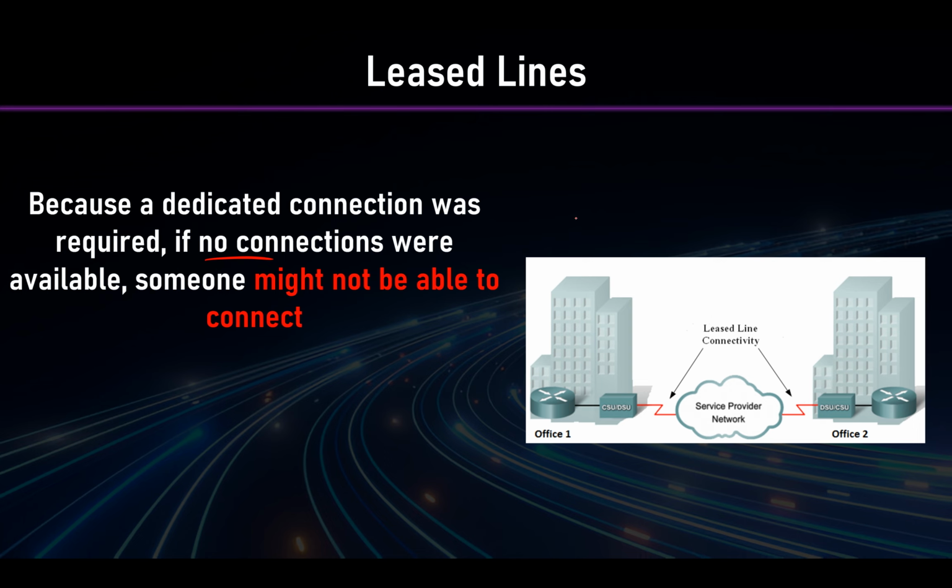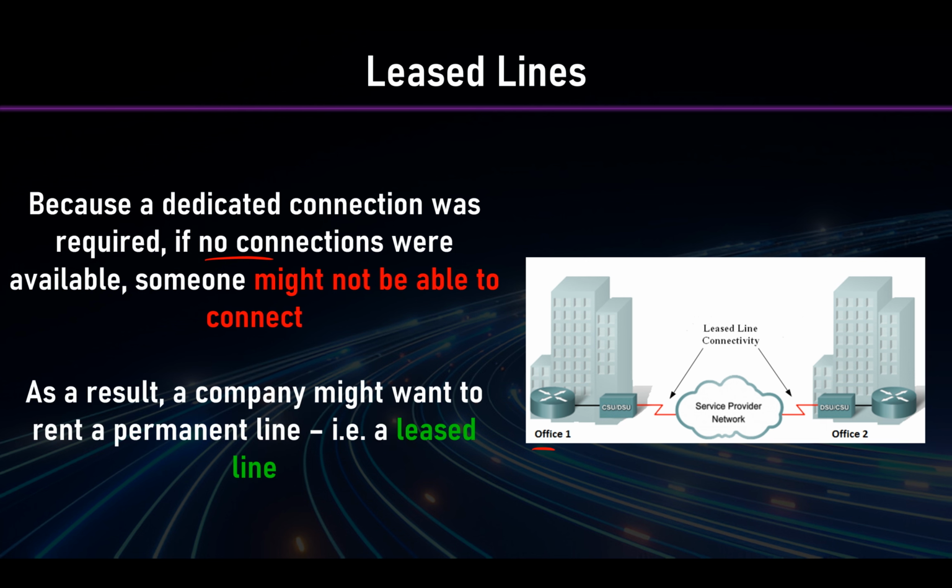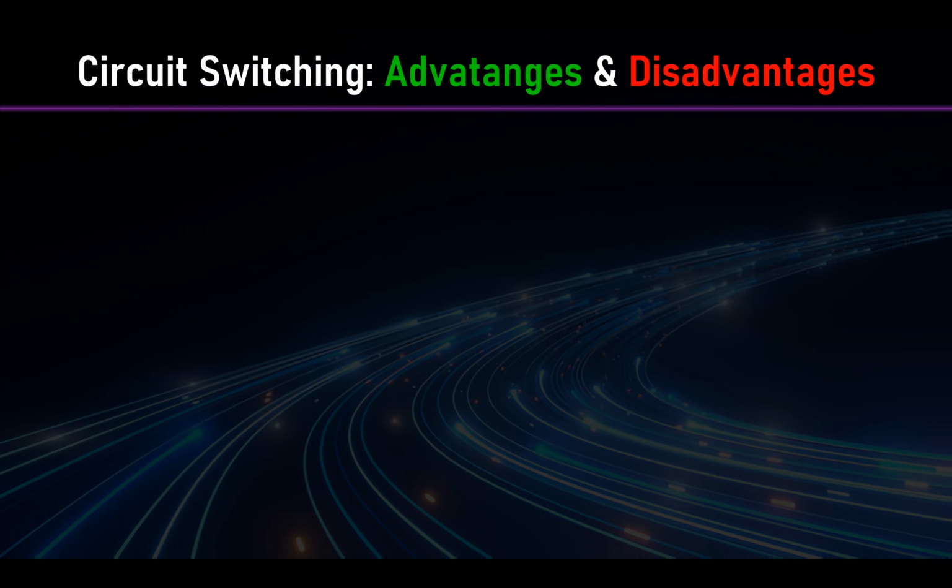Here they say office, but if this is a hospital in one city, and they need to communicate with a hospital in another city, it's going to be pretty annoying if they try to communicate but they just get told all the lines are in use, try again in 30 minutes, as someone is bleeding to death or whatever. So because of this, if you wanted a reliable connection, you can rent a permanent line. That's why it's called leased, because lease just means to rent.